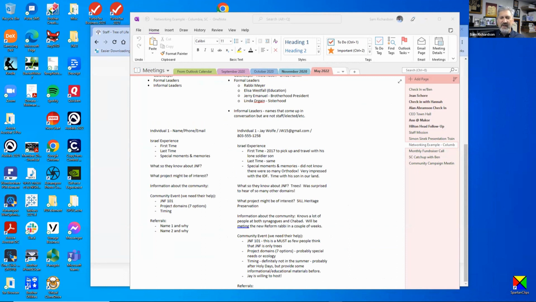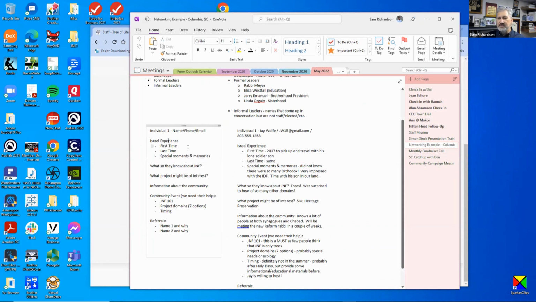And so make notes about that, and it might go in the what do they know about JNF, or it might go in the Israel experience. So you're going to make notes on whichever topic it goes best in, and then when they're done responding to your Meet Me in 90, maybe with their own improvised Meet Me in 90, then you can go back and say, when was the last time you were in Israel?